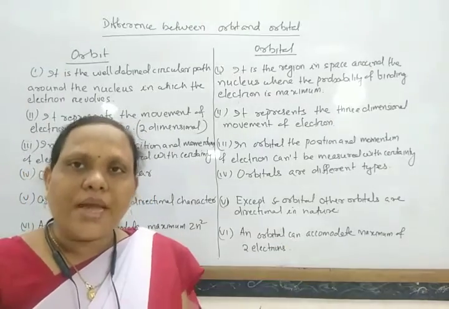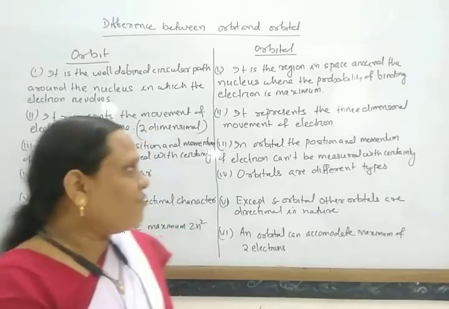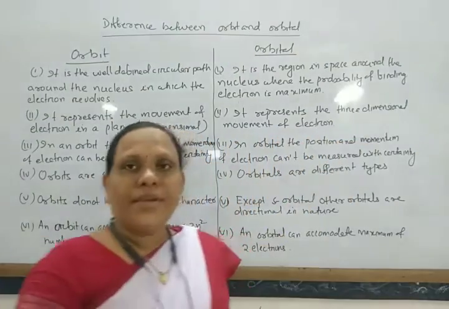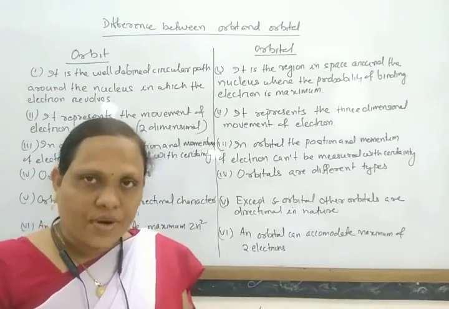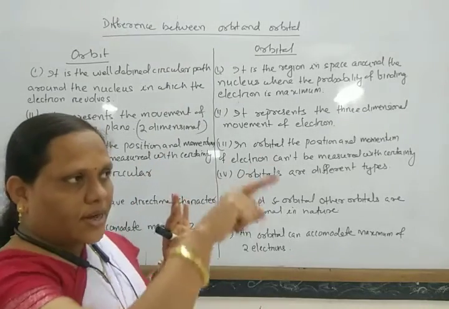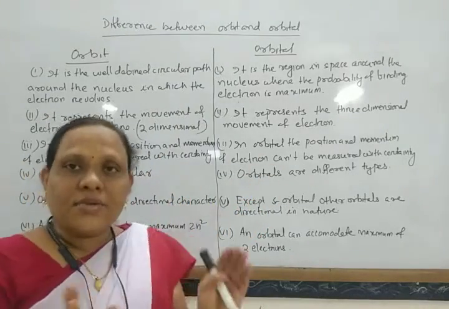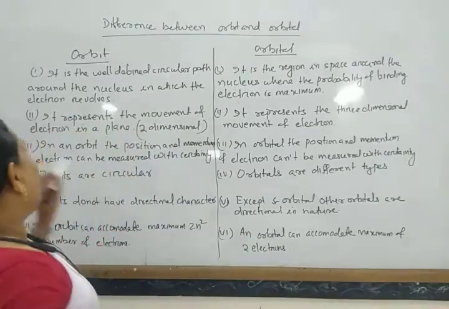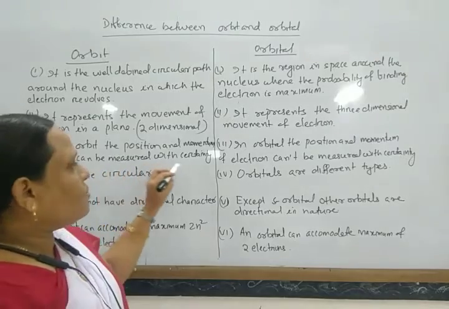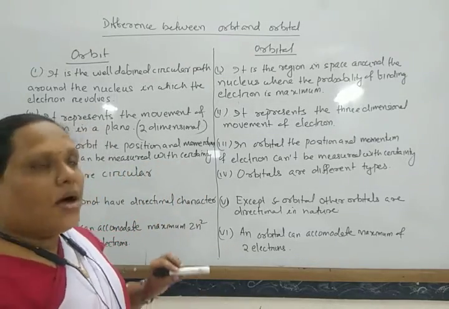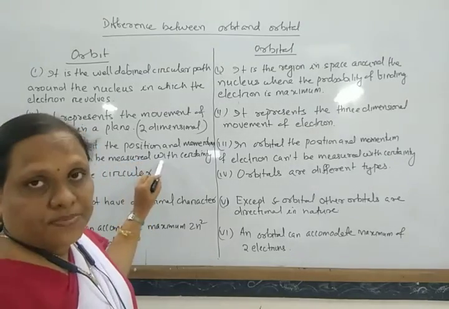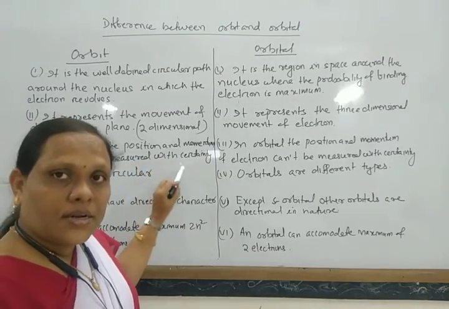So this is a two-dimensional path, and an orbital represents the three-dimensional movement of the electron, just like your football. Imagine a football: when we look at it, it looks circular in two dimensions, but actually it is spherical. Next, in an orbit, the position and momentum of the electron can be measured with certainty. It is not in accordance with the uncertainty principle.